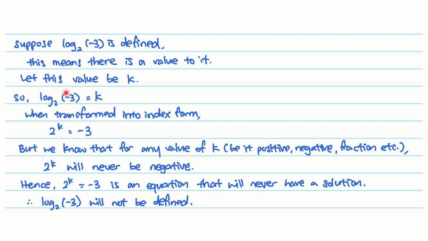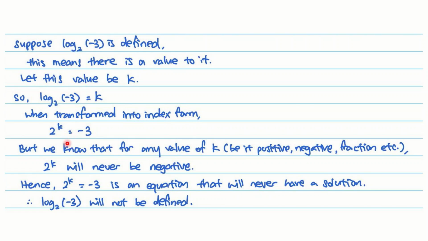When we transform this logarithmic equation into index form, index notation, we will get 2 to the power of k equals negative 3. So we get this equation here. But we very well know that for any value of k, be it positive, negative, fraction, or whatever number that you can think of, this equation will never be solvable. Why? Because 2 to the power of k, for any value of k, will always be positive in value. And on the right hand side of this equation, we eventually get a negative value.